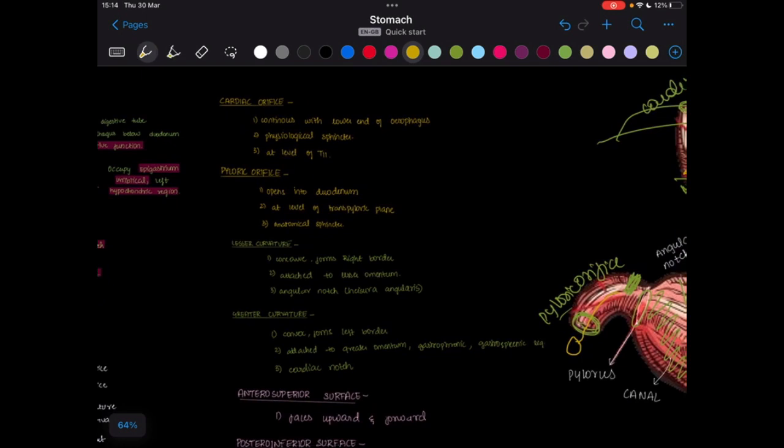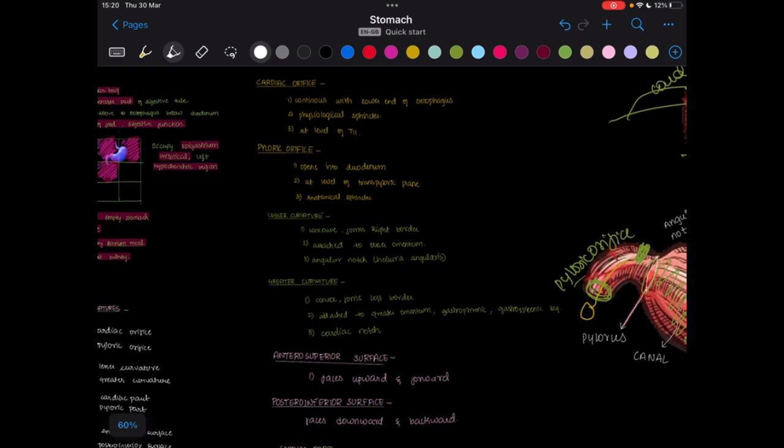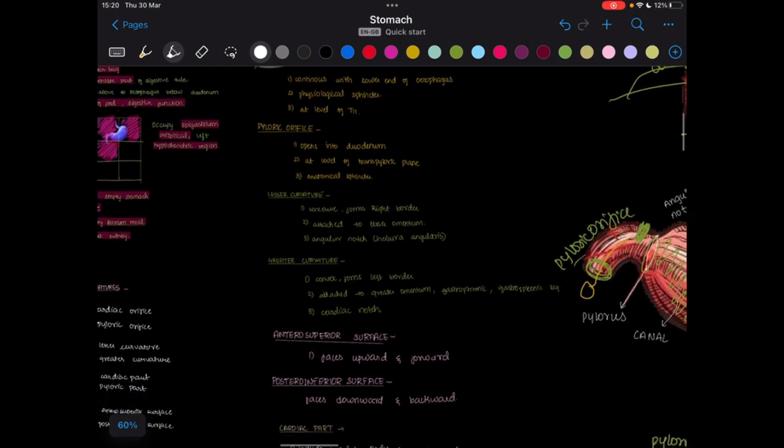So, the cardiac orifice. The cardiac orifice continues with the lower end of the esophagus, right? And it has a physiological sphincter. It is present at the level of T11. So this is about the cardiac orifice. After that, you have the pyloric orifice, which opens into the duodenum, and it is present at the level of the transpyloric plane. This is the transpyloric plane in the abdominal quadrants.